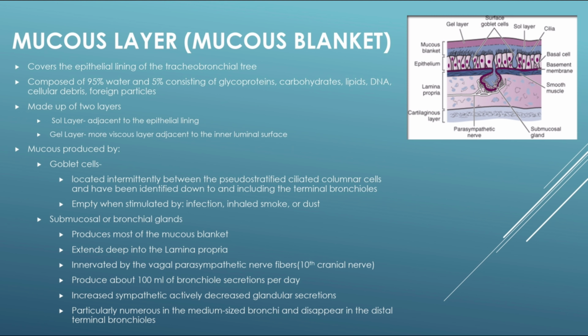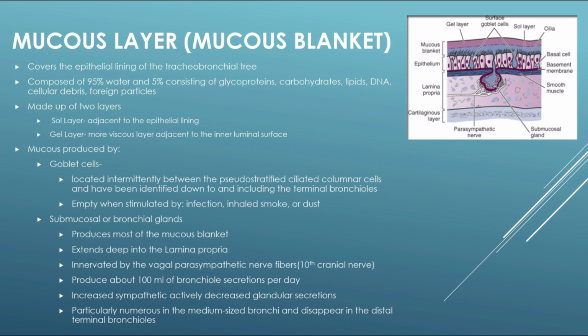Next, we're going to look at how mucus is being produced. First, by the goblet cells. As you can see in the picture, these are located in between the ciliated pseudostratified columnar cells, and they have been identified all the way down, including into the terminal bronchioles. And these become empty when stimulated by either an infection, smoke inhalation, or dust.